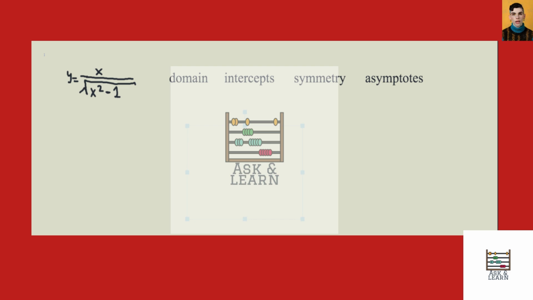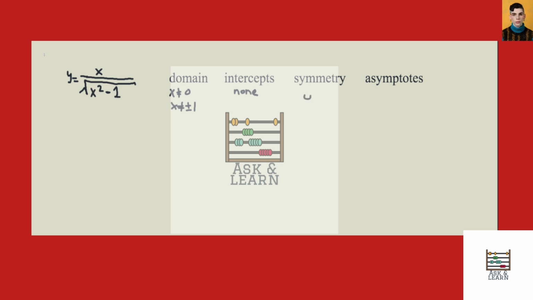First of all, the domain. Since there's a square root on the bottom, we cannot have a negative under the radical. And also, we cannot have the denominator equal 0. So for the domain, it can be anything besides x is 0. So x cannot equal 0, and x cannot equal plus or minus 1. But it can exist anywhere else.